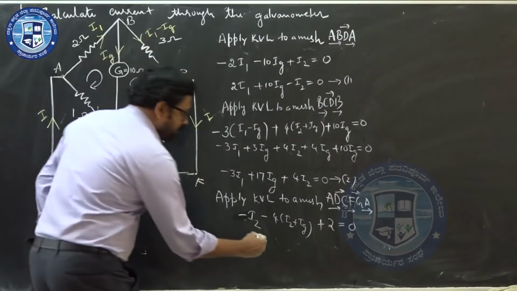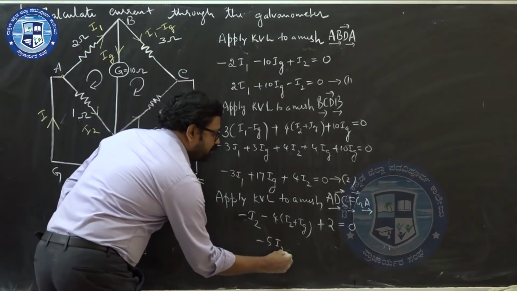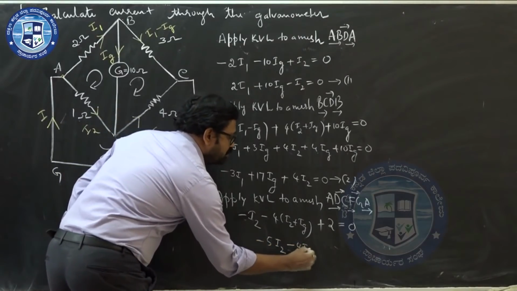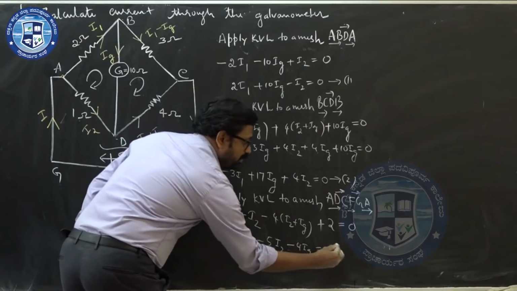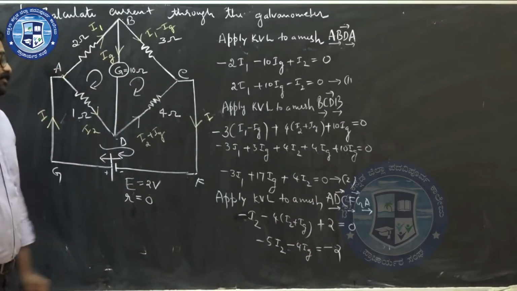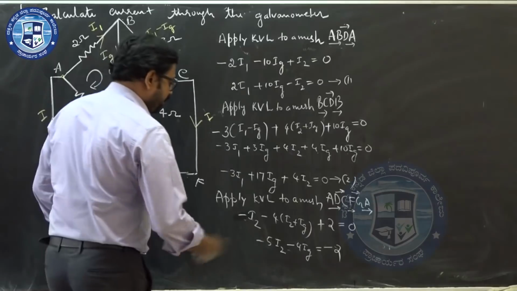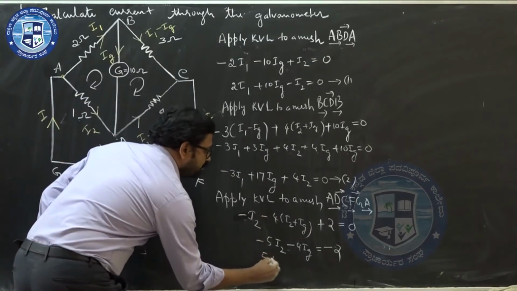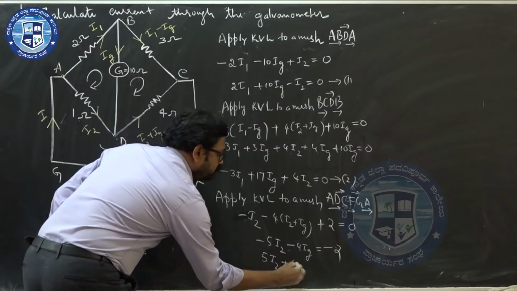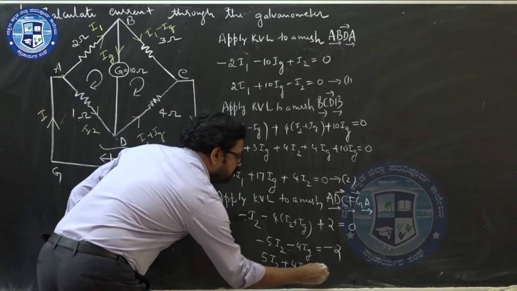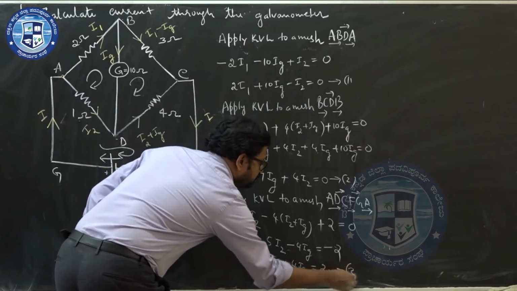Now, if I simplify, I am going to get minus 5 I2 minus 4 IG plus 2. I will take it to the other side, it will become minus 2, correct? You know that I can change the sign throughout. If I change the sign throughout, I will get 5 I2 plus 4 IG is equal to 2. Let it be equation 3.